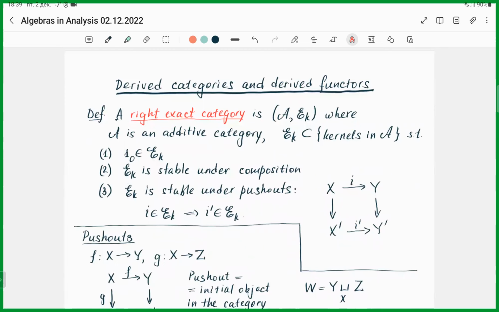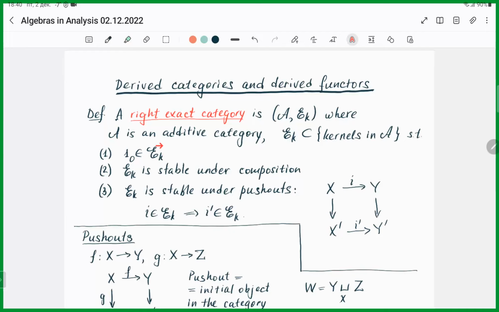Derived categories and derived functors are traditionally defined in the context of abelian categories, but this context is not general enough for our purposes. And probably the most convenient setting for our purposes is the setting of right exact categories. By definition, a right exact category is a pair consisting of an additive category A and a subclass E_K of the class of all kernels in A, which satisfies the following axioms.